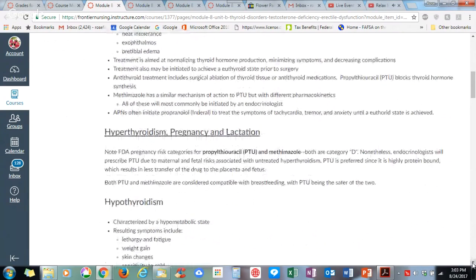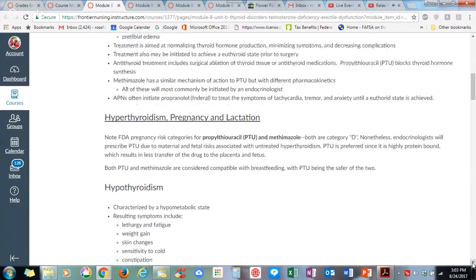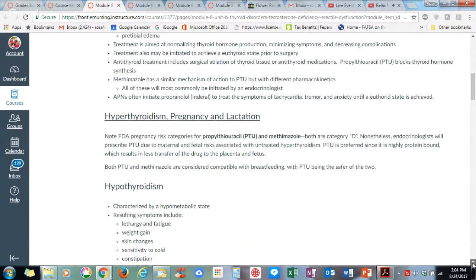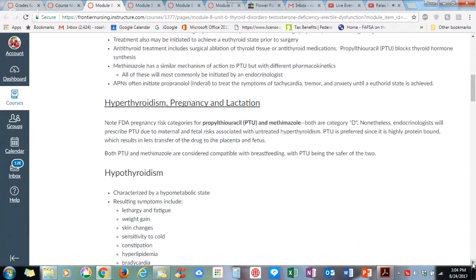Treatment is aimed at normalizing thyroid hormone production, minimizing symptoms, and decreasing complications. Treatment also may be initiated to achieve a euthyroid state prior to surgery. Antithyroid treatment includes surgical ablation of thyroid tissue or antithyroid medications. Propylthiouracil blocks thyroid hormone synthesis. Methimazole has a similar mechanism of action to PTU, but with different pharmacokinetics.